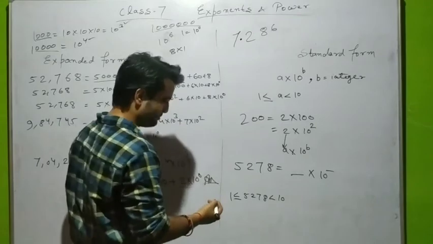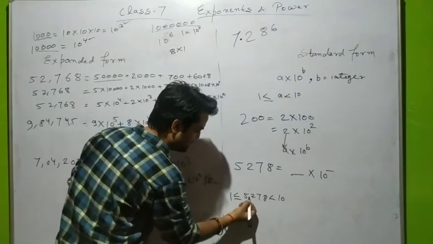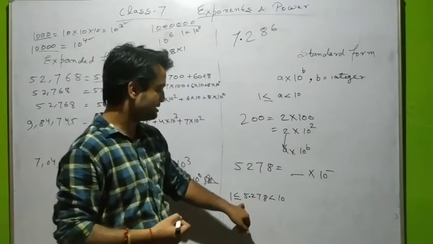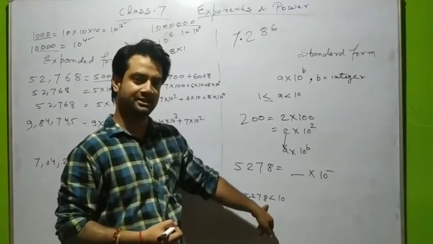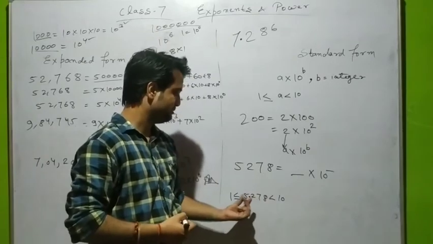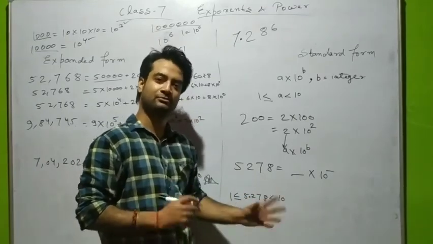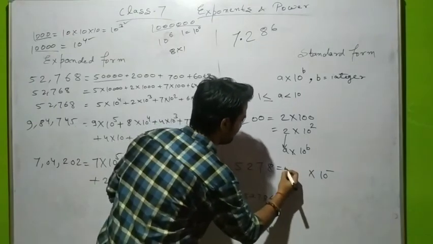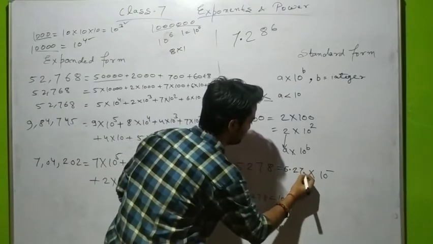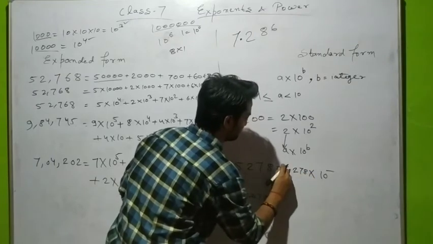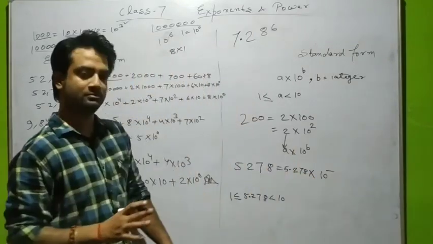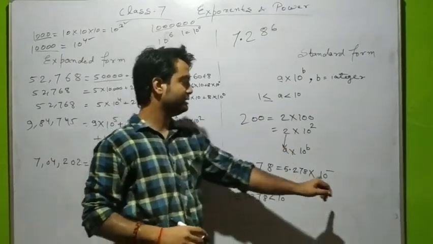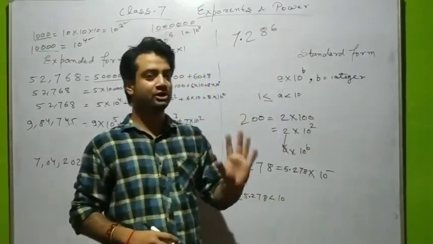In the same way, if we introduce the decimal just after 5, now it becomes 5.278 and its value is between 1 and 10. Clear? So we can write it as 5.278. Okay? So one problem is solved. We got the value of A here. Now we need the value of B, that is the exponent of 10.